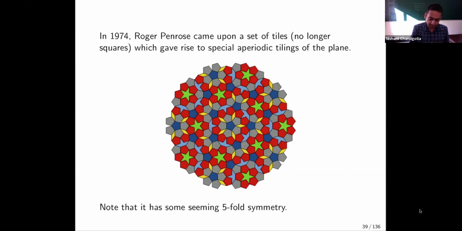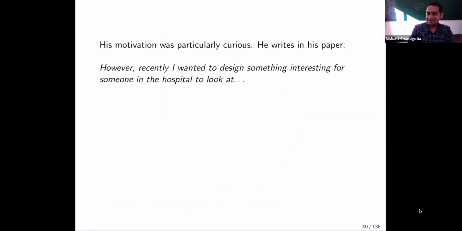One thing that I would like you to point out is that it has some sort of symmetry, right? If you look at this shape over here, there's some sort of 5-fold symmetry. This is very important. Just keep this in mind, and we'll come back to it. And what was his motivation? He had a friend in a hospital, and he wanted to design something which looks nice. That was essentially it.